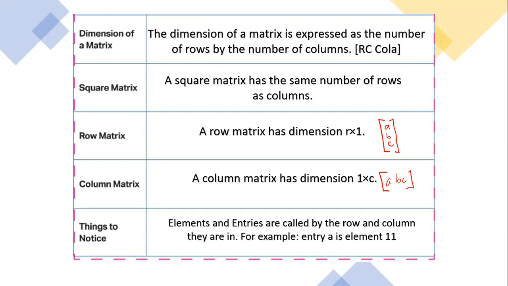Things to notice. Elements and entries are called by the row and column they are in. And that's because that's how you know where it's located. So for example, entry A in your example is element 11. That's because it's in row 1, column 1.